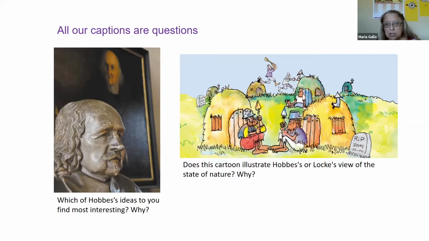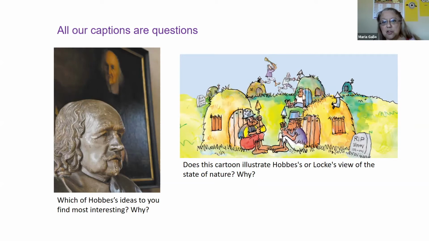pictures and cartoons. I have here a very simple one from lesson 1, which asks which of Hobbes' ideas do you find most interesting and why. This really allows a student to actually think about not only what they find most interesting about Hobbes, which may be nothing, I'm not quite sure, but they will also have to give their own opinion as to why they find this interesting.